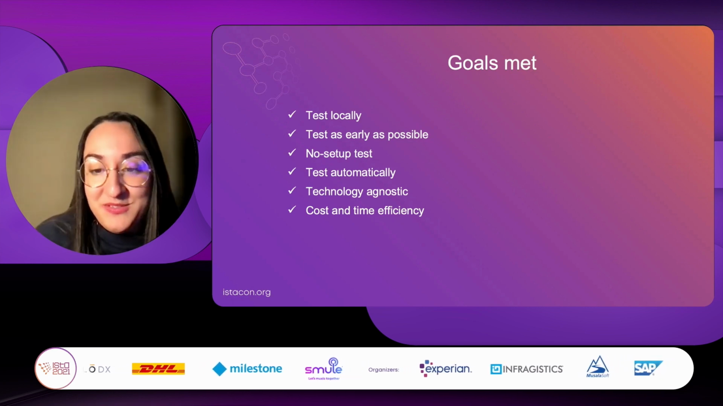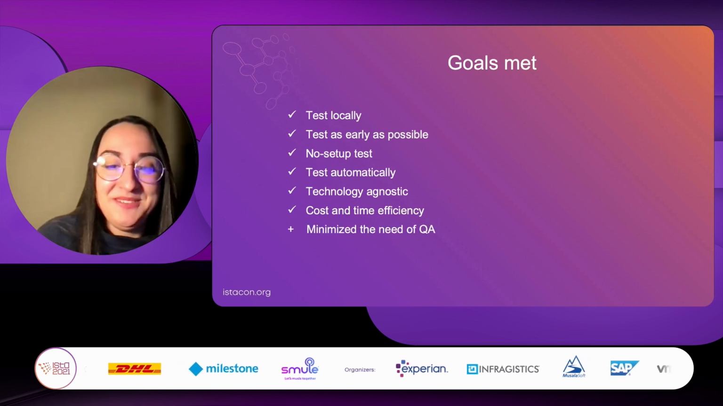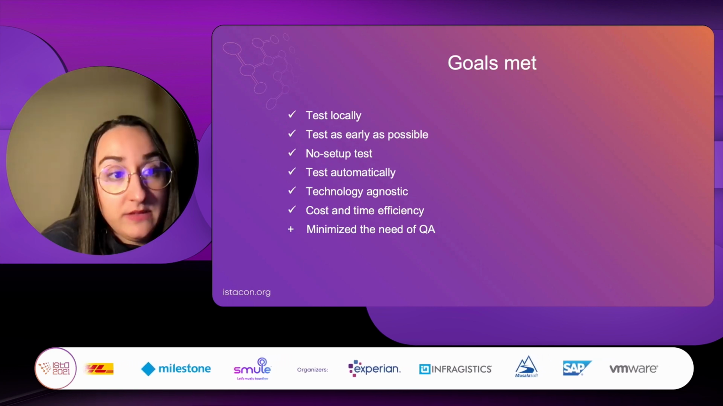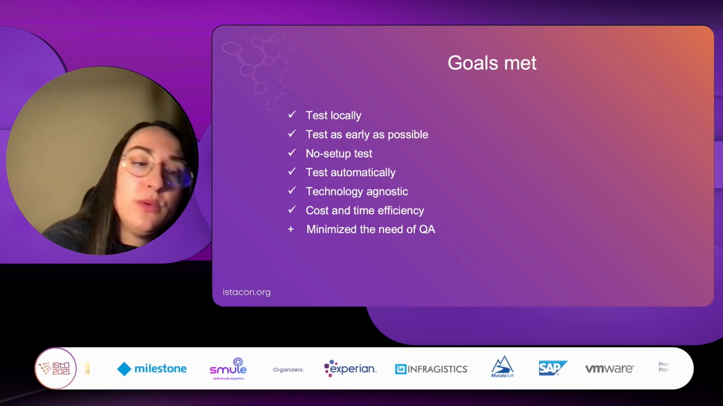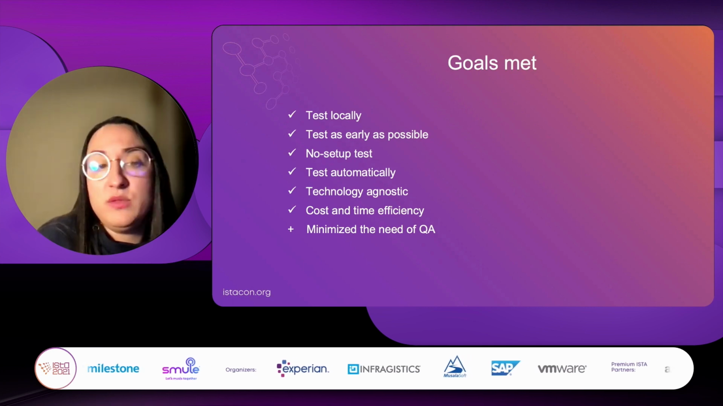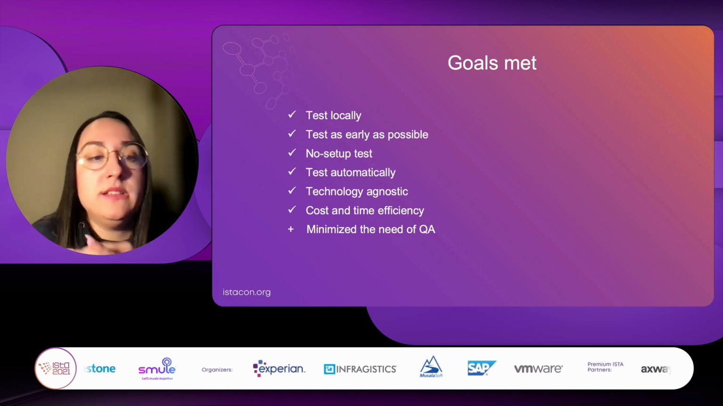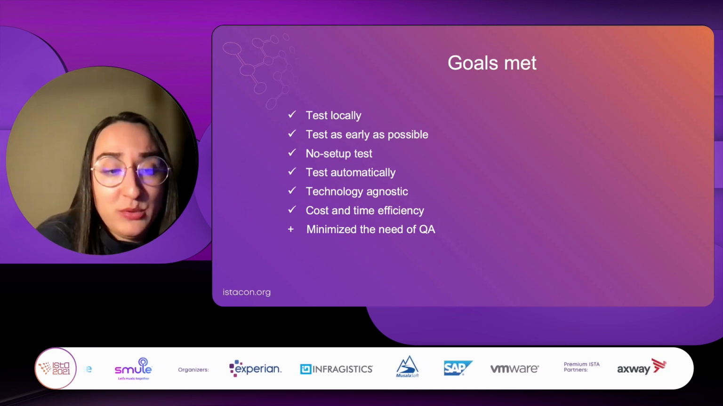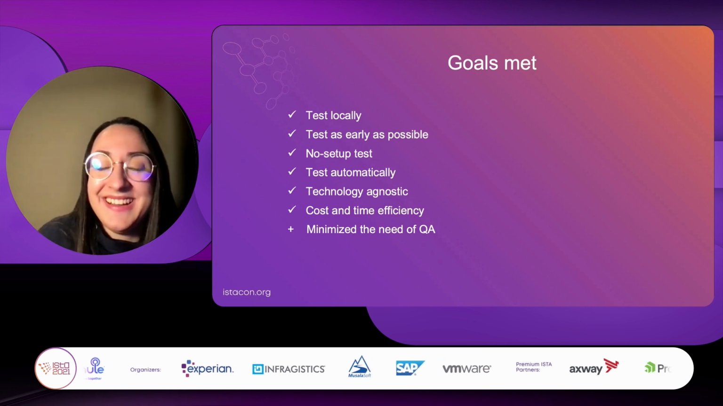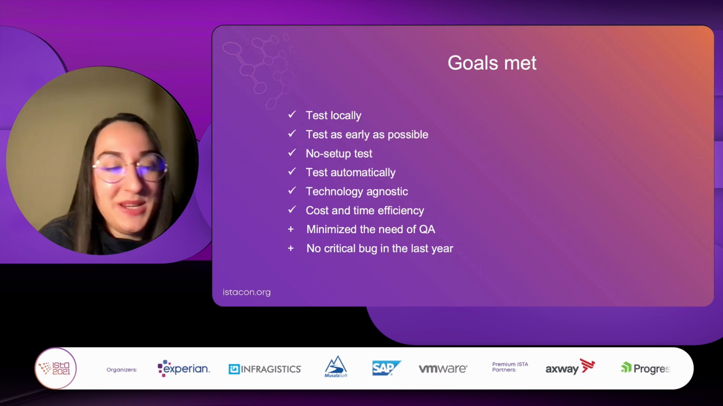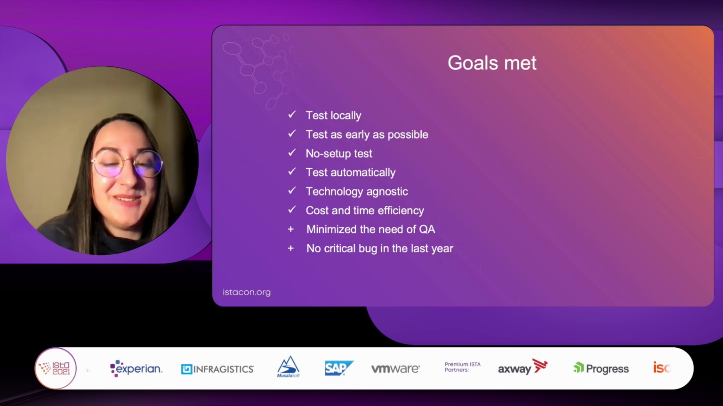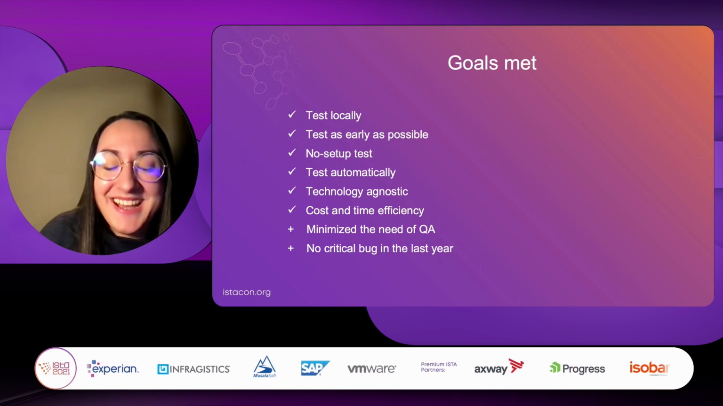And as a bonus, we found 2 additional benefits. First of all, by following the approach of testing very early on in the development phase, we minimize the need of a QA engineer who would go somewhere in the development environment, check if we made some mistakes, and then go on and fix them, etc. You remember the first slide. And the indication of that is that we haven't had a critical bug in the last year. So it's kind of an achievement.